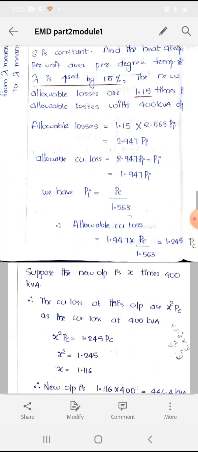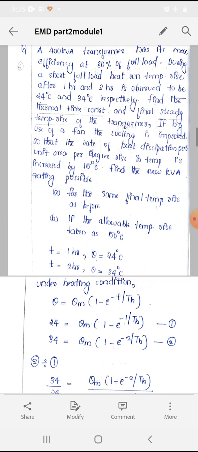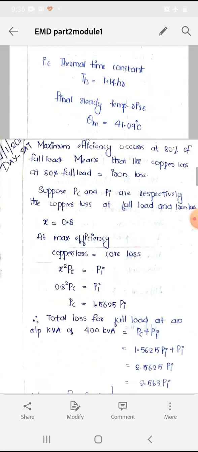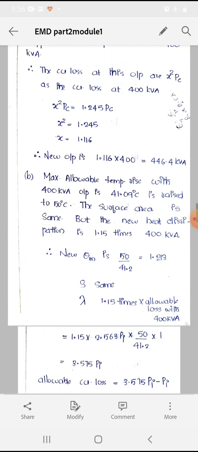Now the second condition: we need to find the new kVA if the allowable temperature rise is taken as 50 degrees Celsius. The maximum allowable temperature rise with 400 kVA output is 41.09 degrees Celsius, that is theta m, which we got from the first condition. That is now raised to 50 degrees Celsius. Surface area and everything else will be the same.